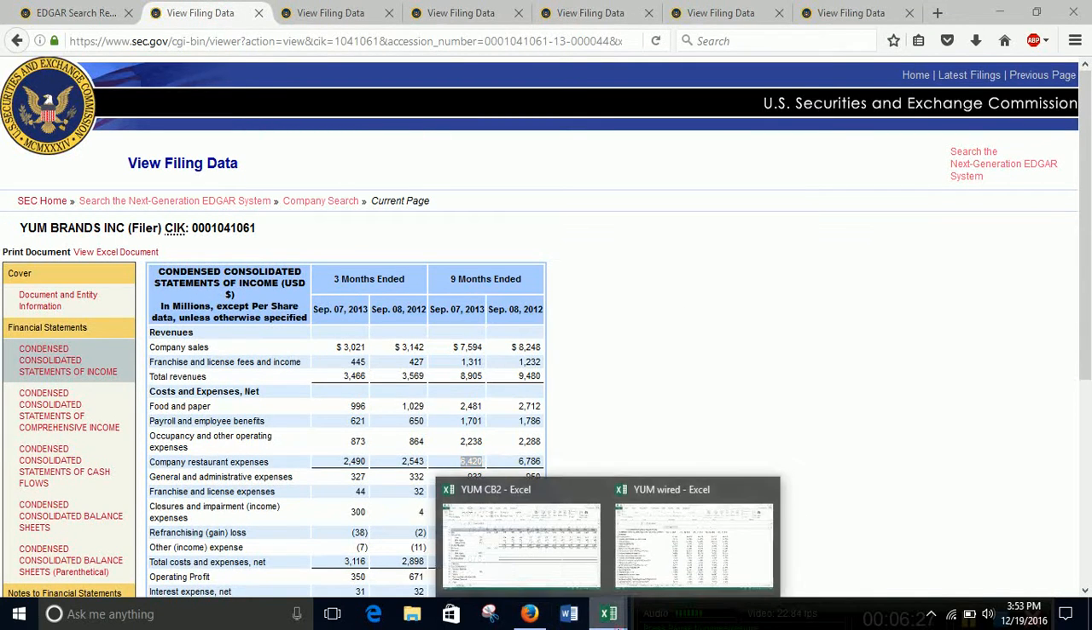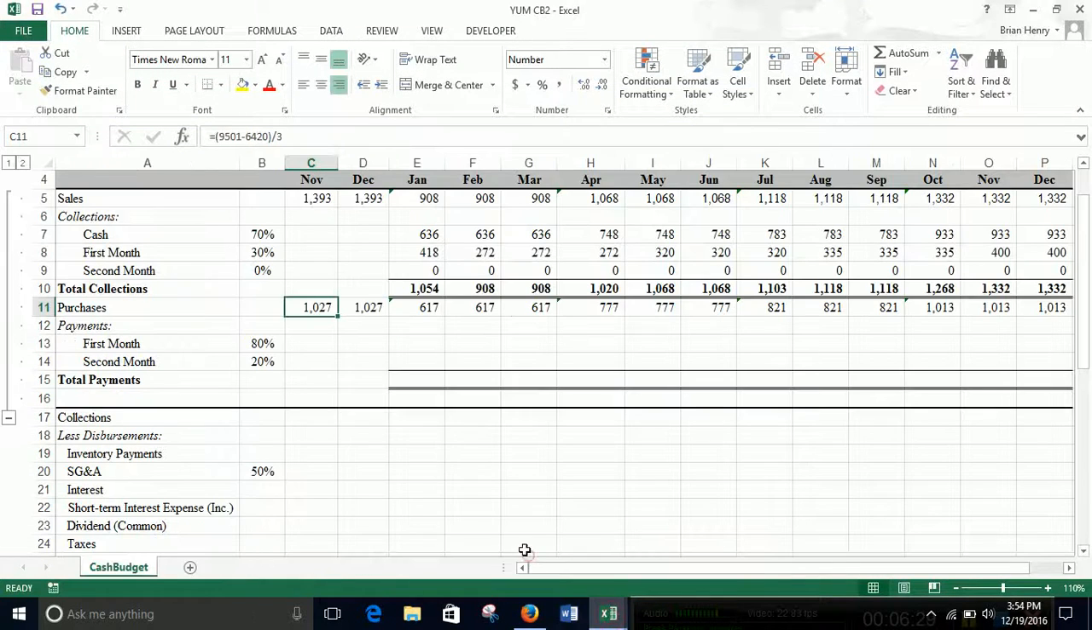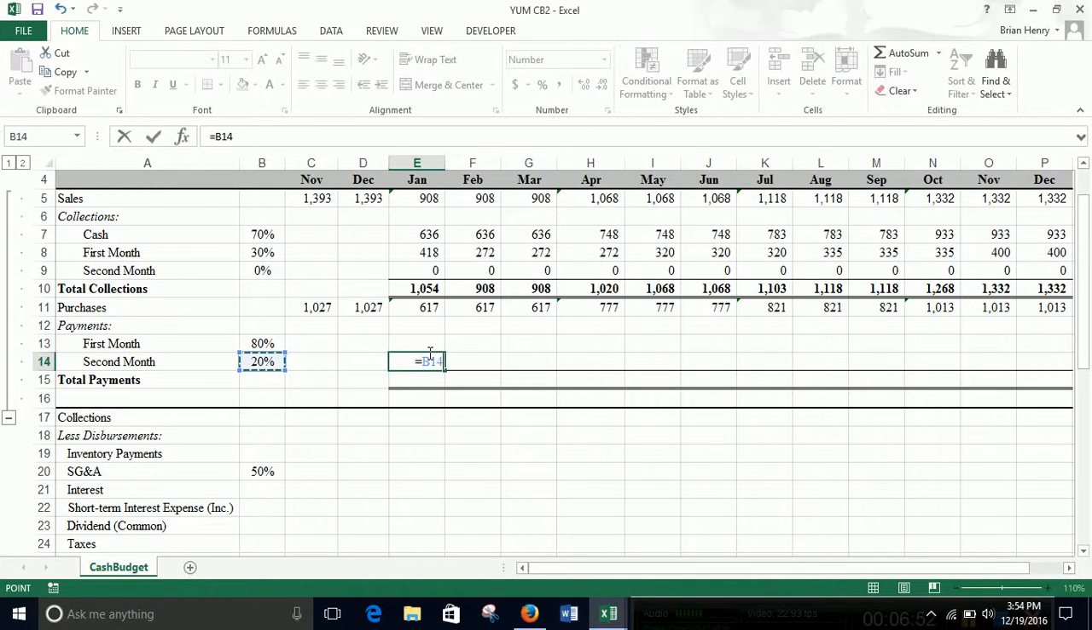Okay. And then we can just use the percentages. So again, if we buy a bunch of stuff in November, for December and parts of November, we pay 80% of it within the first month. Then that got paid for last year, but the 20% we still owe from November is going to actually hit our cash budget for this year. And so we're going to need equals 20%.